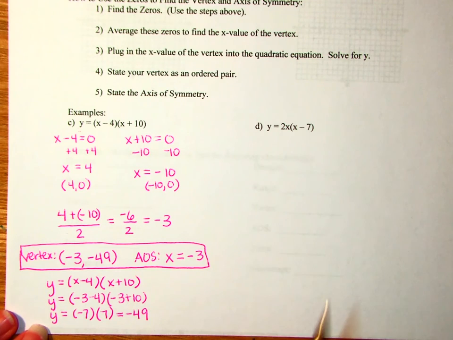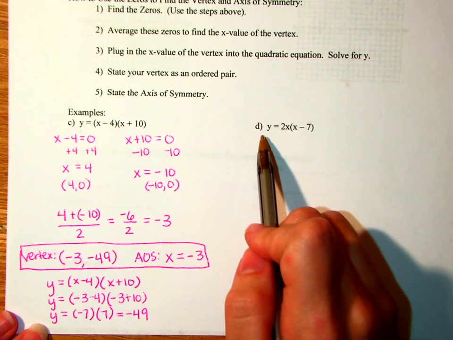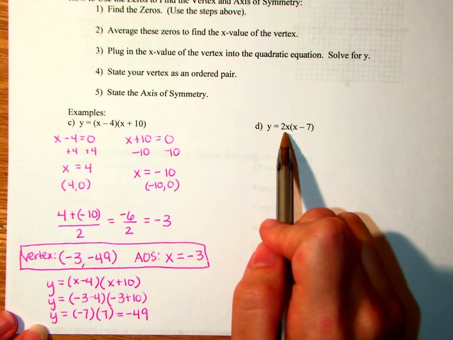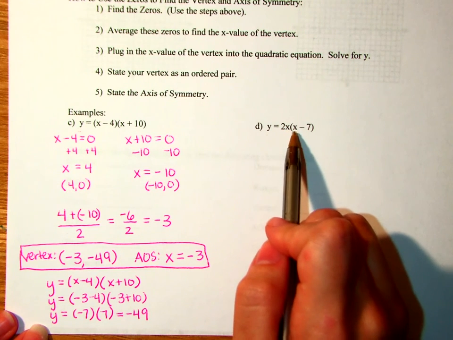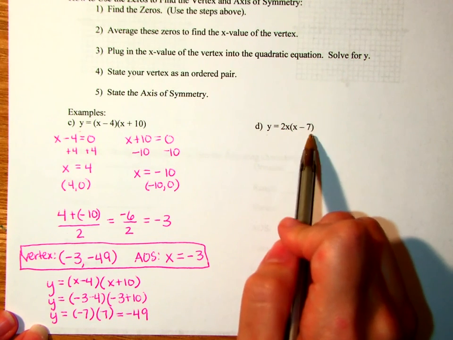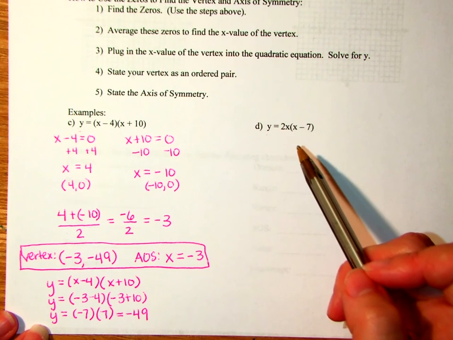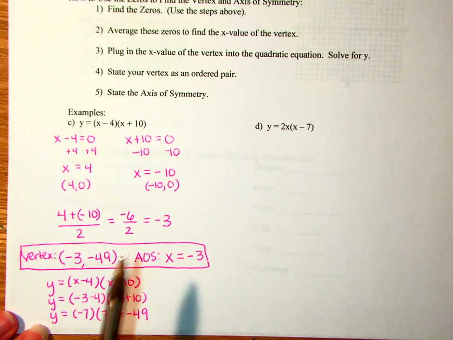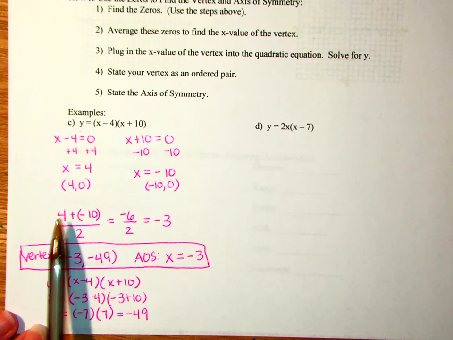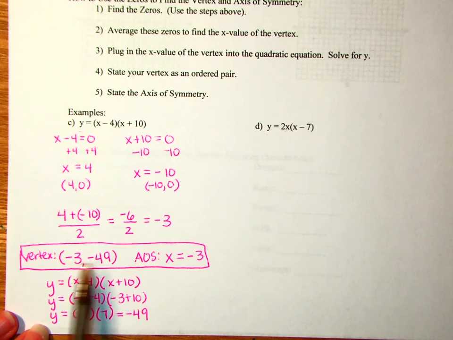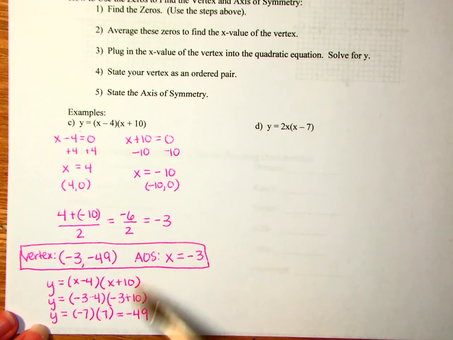So again, copy down this example here, example D. Y equals 2x, open a parenthesis, x minus 7, close the parenthesis. I want you to first find the zeros, use them to find the vertex. Remember, you're going to average the two zeros together to find that x value of the vertex. Plug it in to find the y. Use the notes that you just took to try to solve that. After a few minutes, you can push play to see how you did.